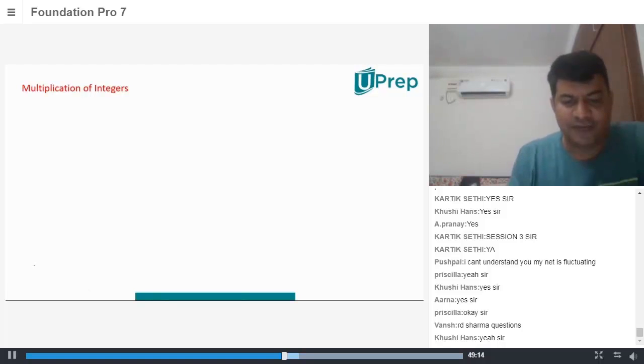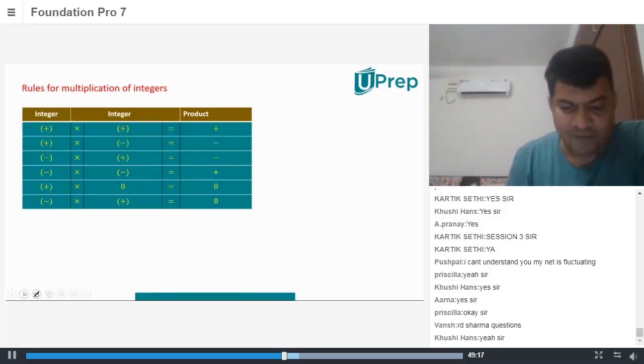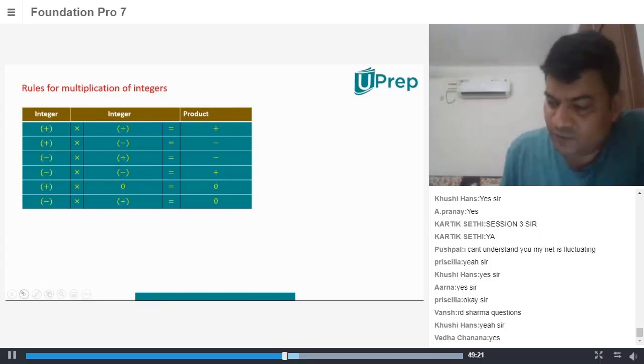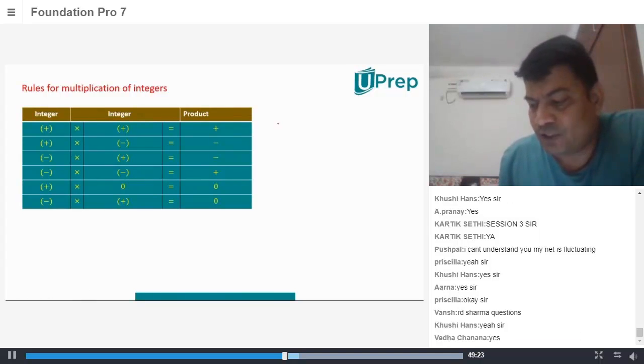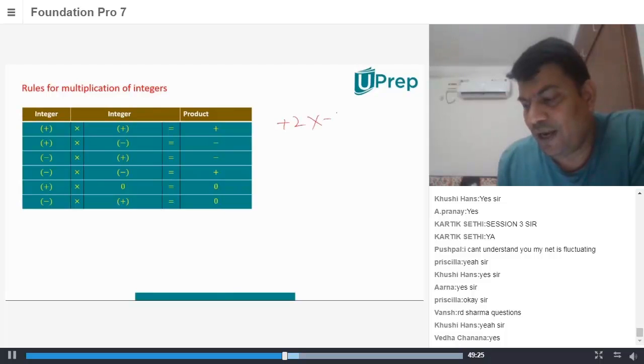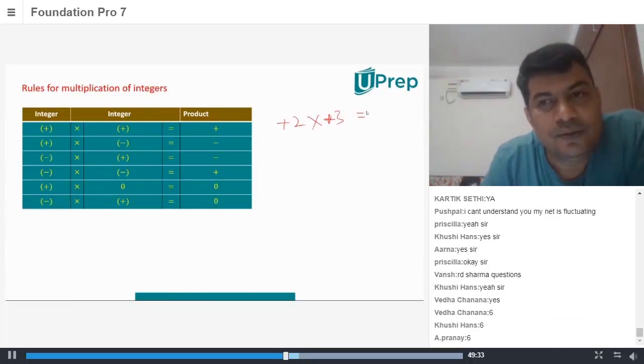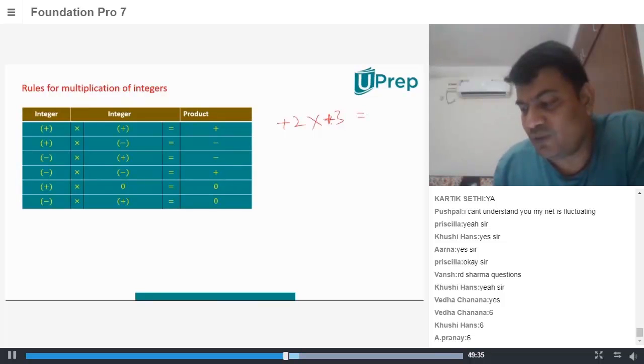So, multiplication of integers. I hope everyone knows multiplication of integers. What is plus into plus? When I multiply plus 2 into plus 3, what will you get? Positive into positive will be positive. Plus into plus, 2 threes will be 6.